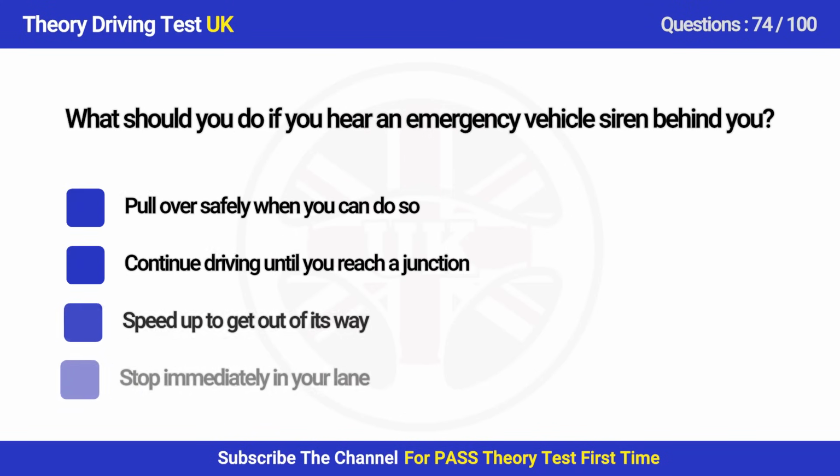Question 74. What should you do if you hear an emergency vehicle siren behind you? A. Pull over safely when you can do so. B. Continue driving until you reach a junction. C. Speed up to get out of its way. D. Stop immediately in your lane.